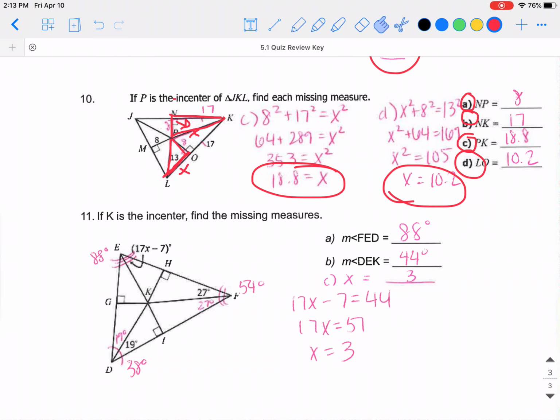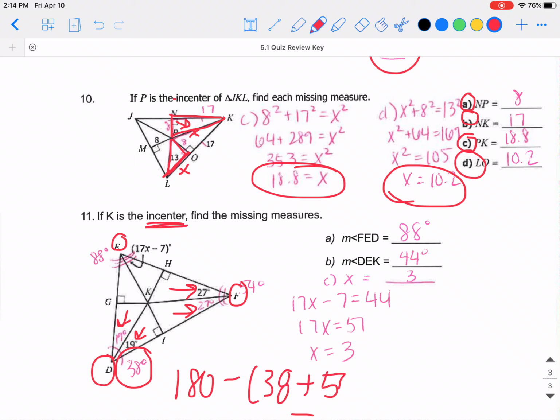And finally, number 11. K is the incenter. So that means every single angle in your triangle, B, or D, F, and E, are all being split exactly in half. So we're given that this piece of our angle is 19, which means this piece is also 19. This piece is 27, so this piece is also 27. Now to find angle E, we know all three angles of our triangle have to add up to 180. So to find E, we could do 180 minus 38 minus 54, and that's going to tell us what angle E is, which is 88 degrees.